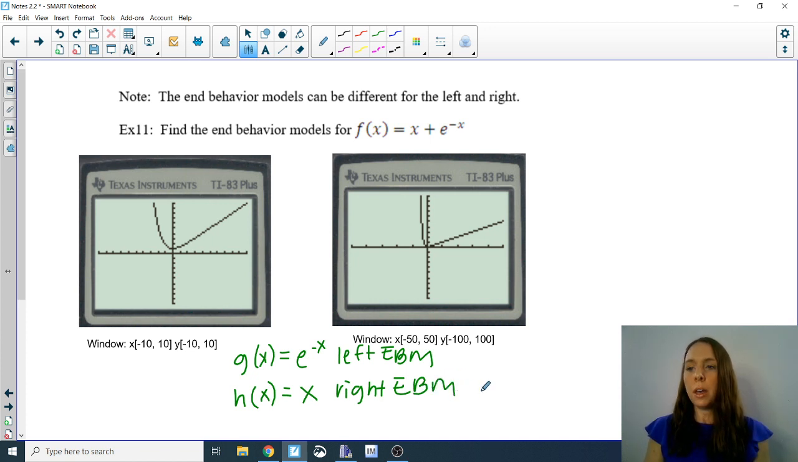Okay. And so sometimes that happens, and when we learn some better calculus, we can actually prove that these functions are a left and a right end behavior model, but that'll be after we learn something called L'Hopital's rule, which is super fun, but we're not going to learn it for a while. So right now we're just going to sort of mention that graphically that's what's happening.